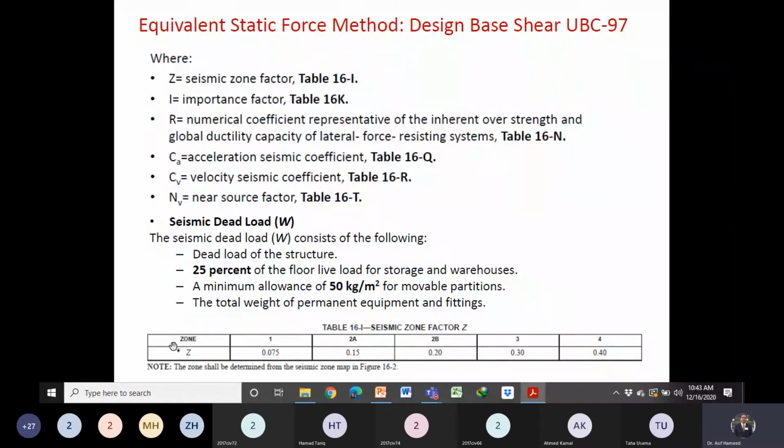Seismic zone, this is Table 16.1. So we have the seismic zone factor Z. For zone 1, the value is small. For seismic zone 4, the value of Z is larger.